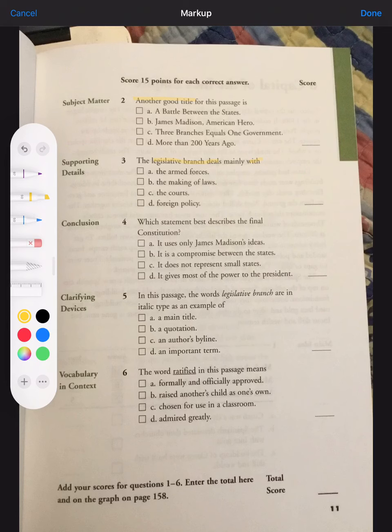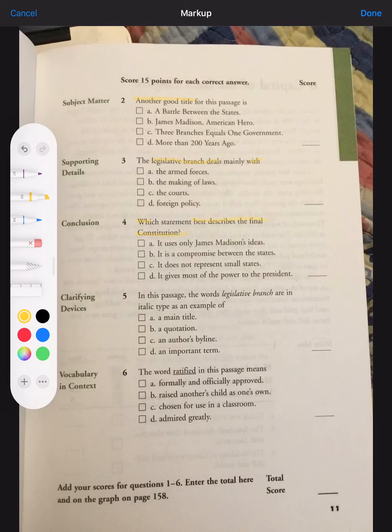Number 4, which statement best describes the final Constitution? A, it uses only James Madison's ideas. B, it is a compromise between the states. C, it does not represent small states. Or D, it gives most of the power to the president. Please highlight "which best describes the final Constitution."